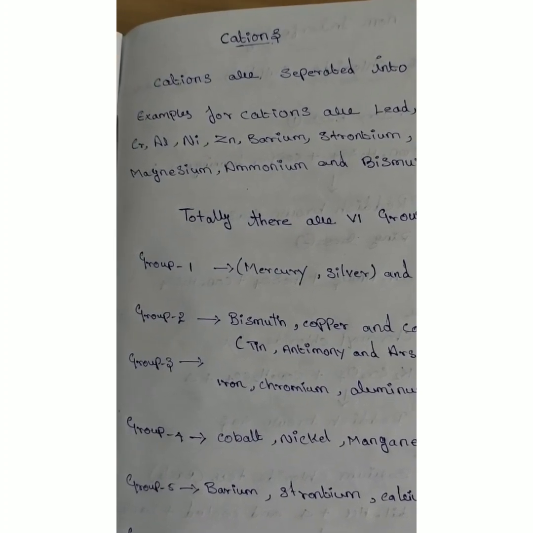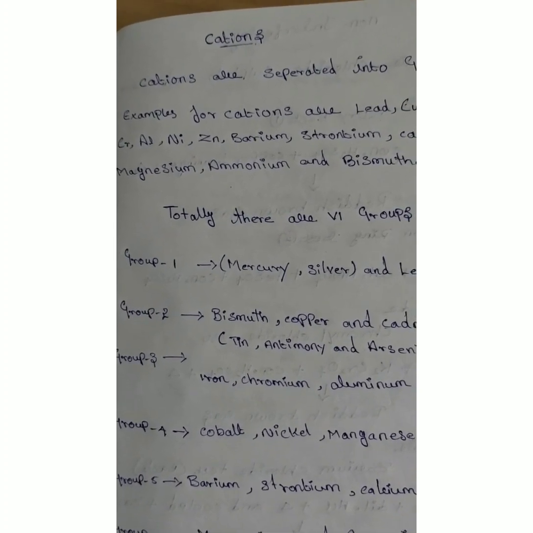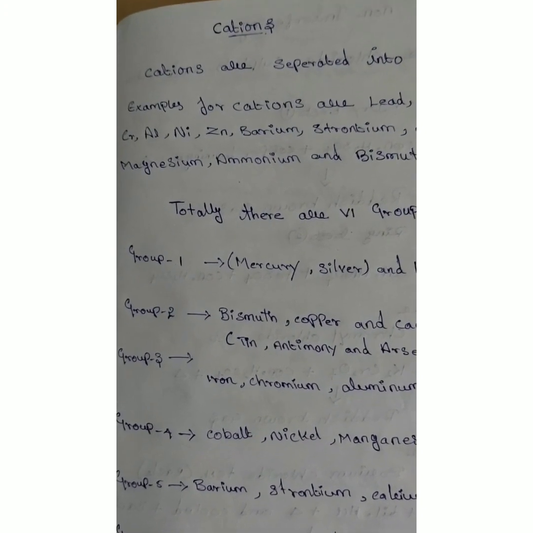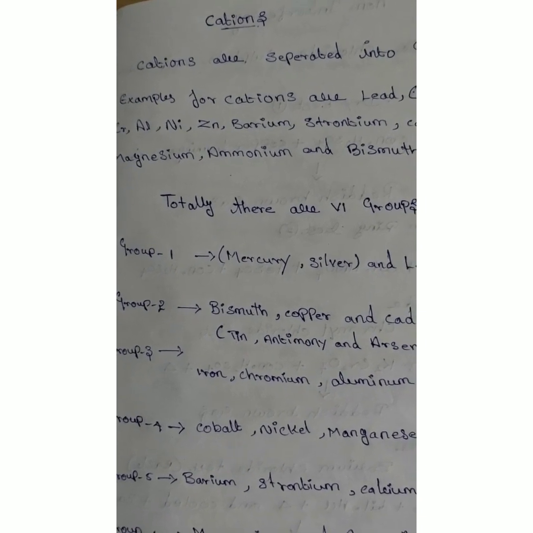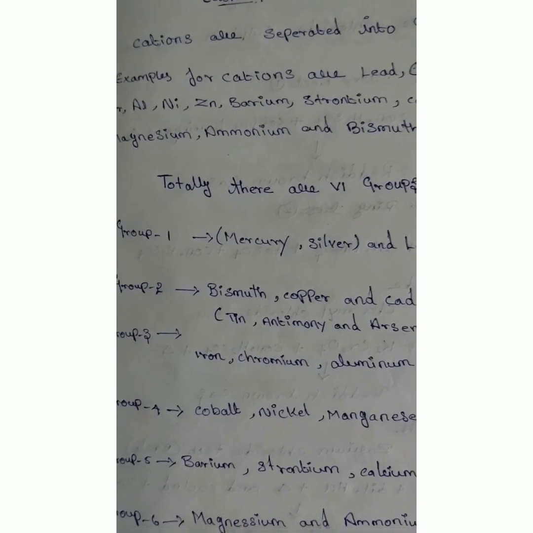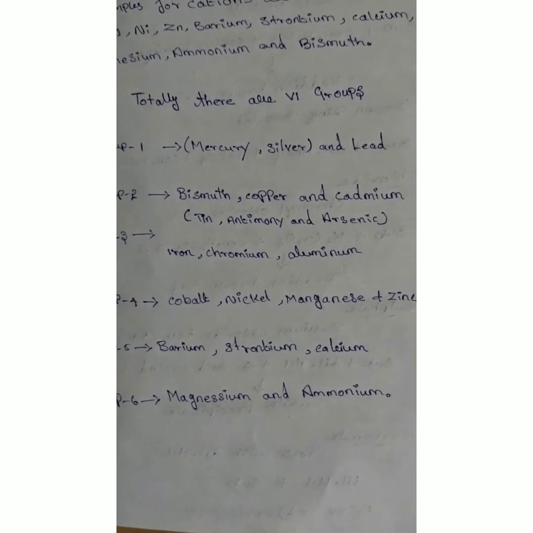Lead, copper, iron, chromium, aluminum, nickel, zinc, barium, strontium, calcium, magnesium and bismuth are some examples of cations. Now, these cations are grouped into six. In the first group we have mercury, silver and lead. In the second group we have bismuth, copper and cadmium. And also we have tin, antimony and arsenic.